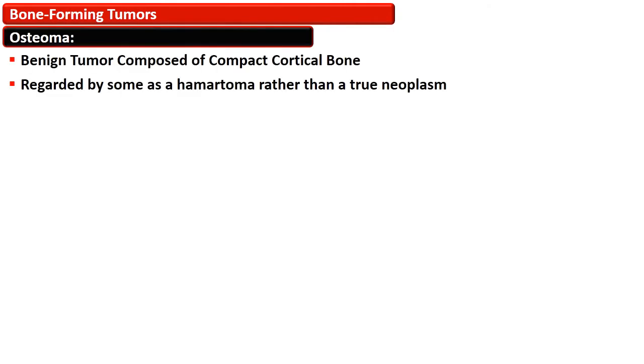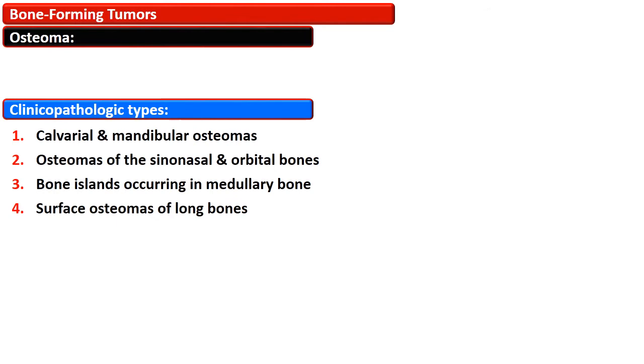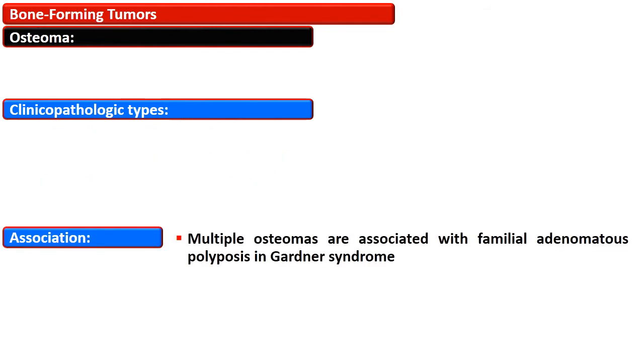The osteoma is a bone-forming tumor, and it is a benign tumor composed of compact cortical bone. By some scientists, it has been regarded as a hematoma rather than a true neoplasm. There are 4 clinicopathological subtypes. One is the calvarial and mandibular osteoma, another is the osteoma of the sinonasal and orbital bones. Third is the osteoma occurring within the medullary bone and surface osteomas of the long bone. They are associated with familial adenomatous polyposis in Gardner syndrome, and when associated with this syndrome, they are multiple.